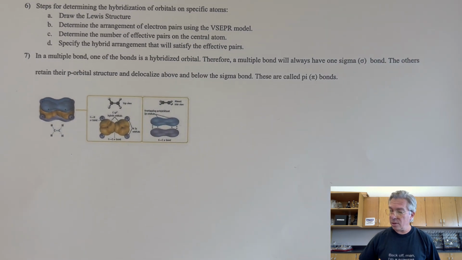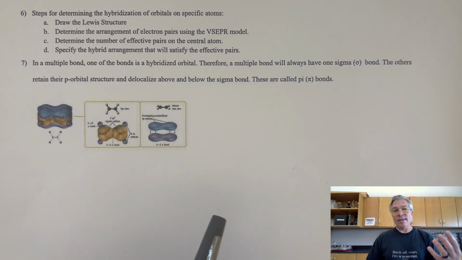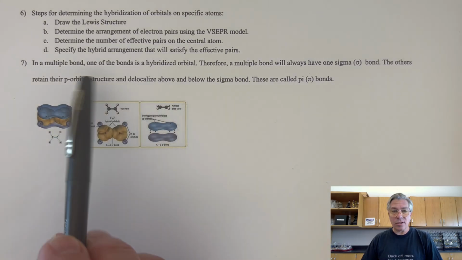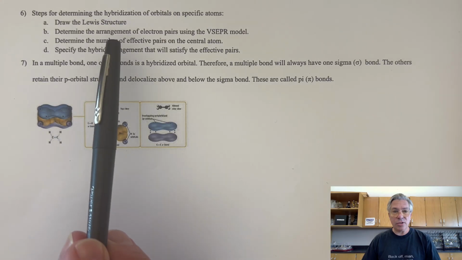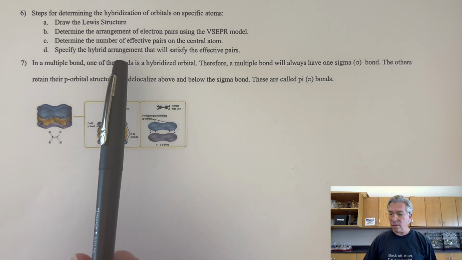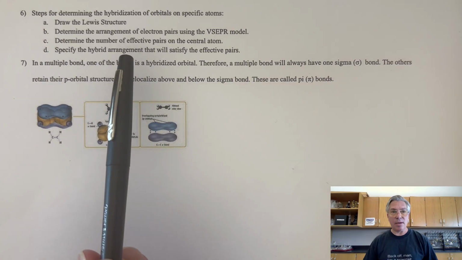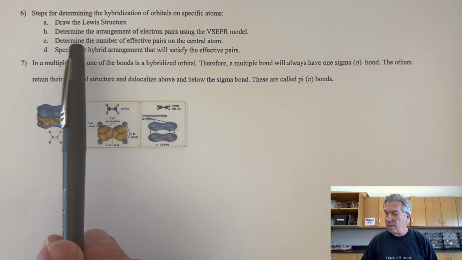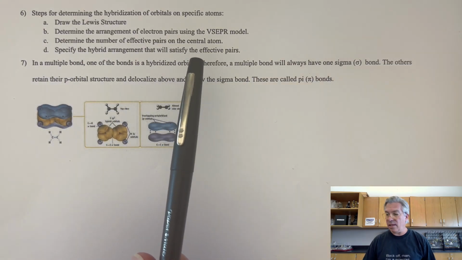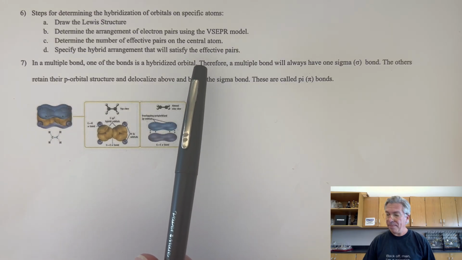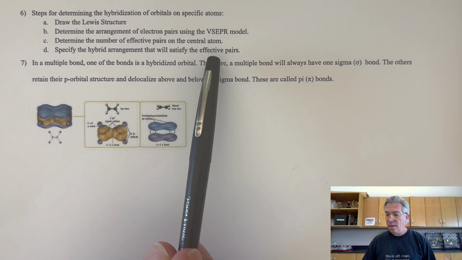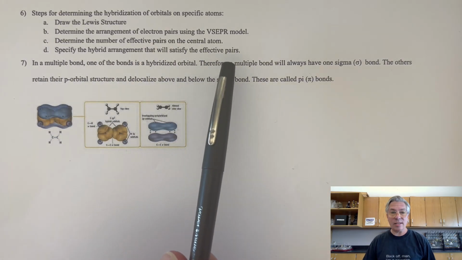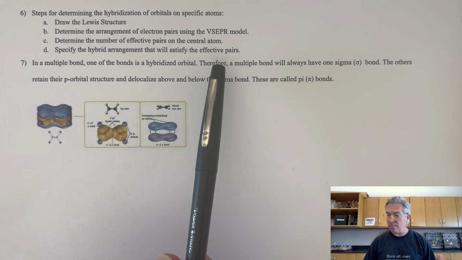So what are you supposed to do? When we get to questions like this, they sometimes take a couple of steps. First, if you don't have the Lewis structure, you should draw it. Make sure you have a valid Lewis structure that you can look at, because you have to count the bonds and the lone pairs. Determine the arrangement of electron pairs using the VSEPR model. Then determine the number of effective pairs on the central atom. Specify the hybrid arrangement that will satisfy those effective pairs. We'll look at some examples real quick.